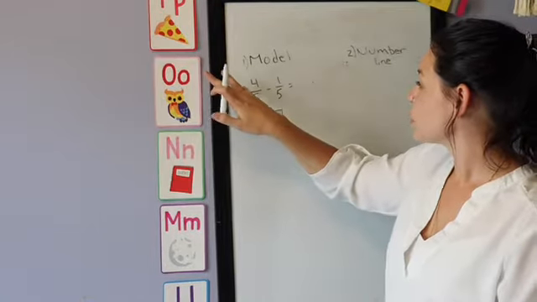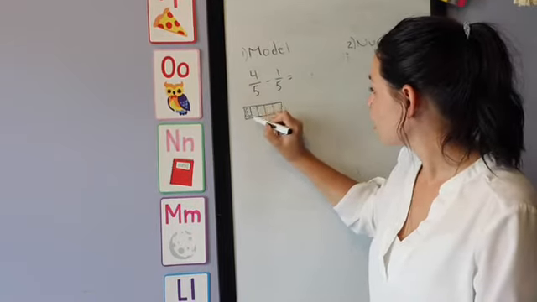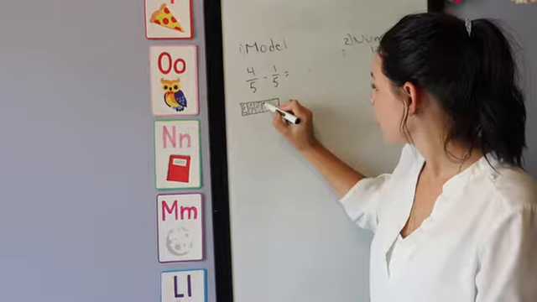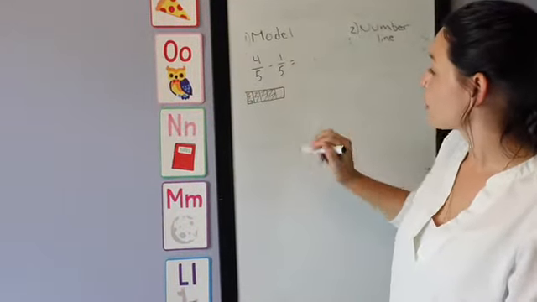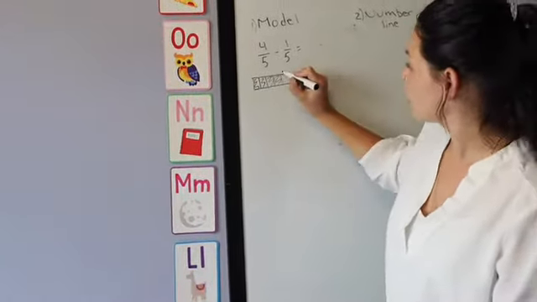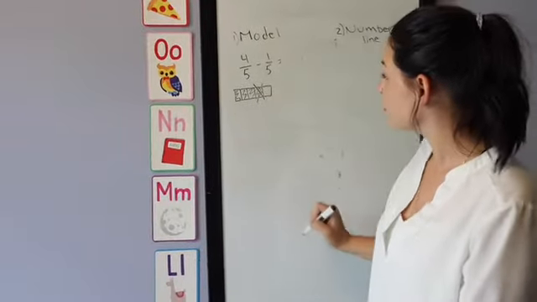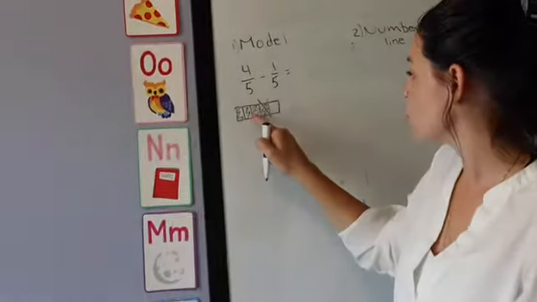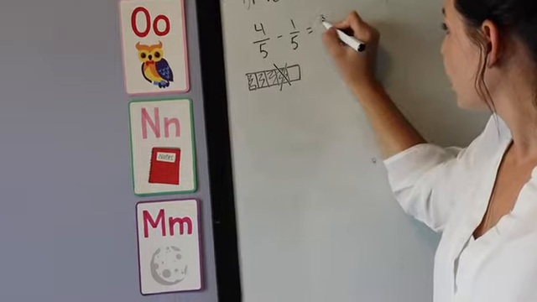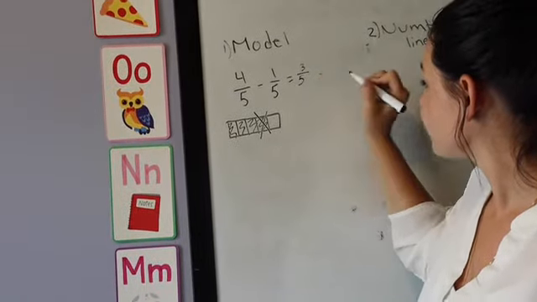Okay, so then we're going to start with 4/5. Then we're going to color 4 in 1, 2, 3, 4. And we're subtracting, so we're going to take 1/5 away. So we're going to make an X right through there. And we're left with 1, 2, 3. 3/5.